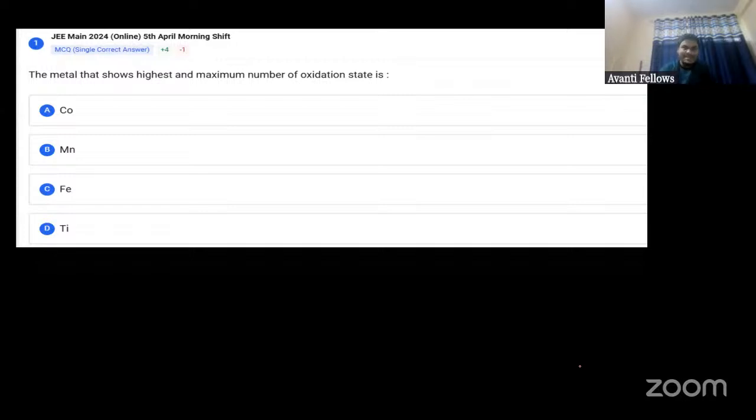Next, the metal that shows the highest and maximum number of oxidation states. Tell me, it's a very simple question. Option B, sir. B, you are saying manganese. Done. It's a very simple question, right? Can someone tell how much maximum it can show? Maximum oxidation state, how much maximum? +4, +3, +5, +6, +7. What? +7. Good, beta.